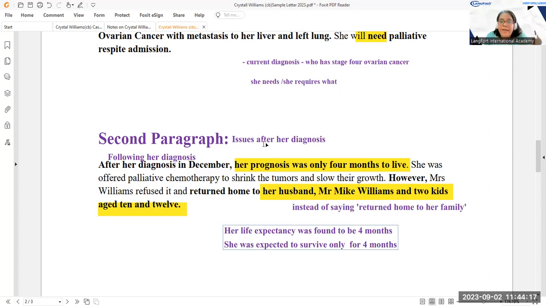So in the second paragraph, I mentioned the issues after her diagnosis. How after her diagnosis in December, what was her prognosis, and how we offered her the treatment, she refused it and returned home to her family. So instead of saying her family, I mentioned who all are in the family. Home to her husband, Mr. Mike Williams, and 2 kids aged 10 and 12. Okay? All of you go through it, come on.